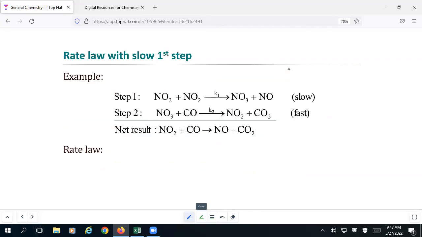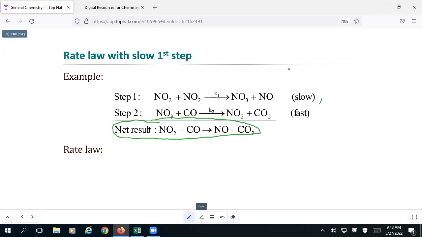So let's take a look at an example. Here is a proposed mechanism for the reaction between nitrogen dioxide and carbon monoxide to make nitrogen monoxide and carbon dioxide. So this is our balanced chemical equation here on the bottom. If we were going off of this balanced chemical equation, we would assume it is 1st order in nitrogen dioxide, 1st order in carbon monoxide. But that's not the case.